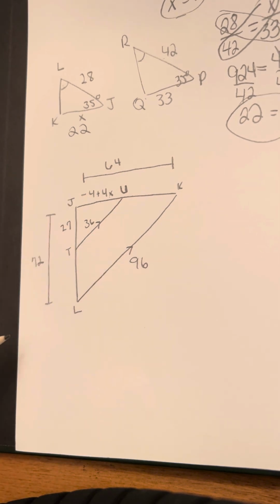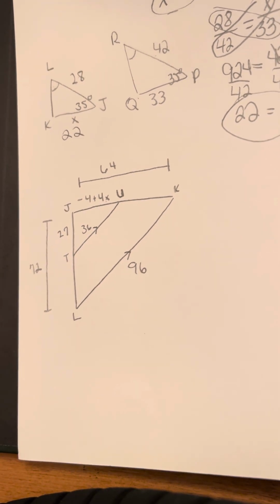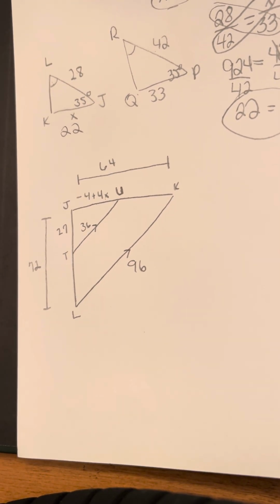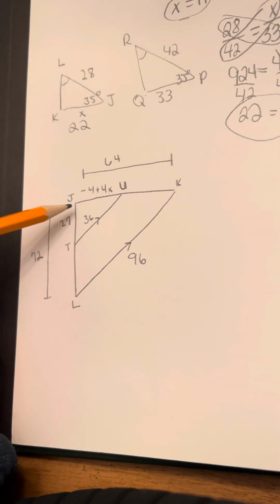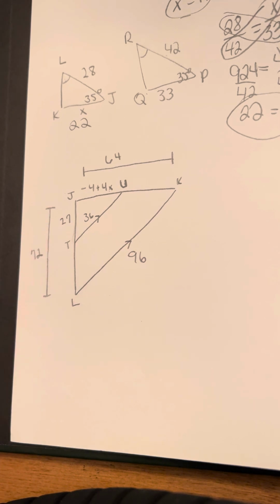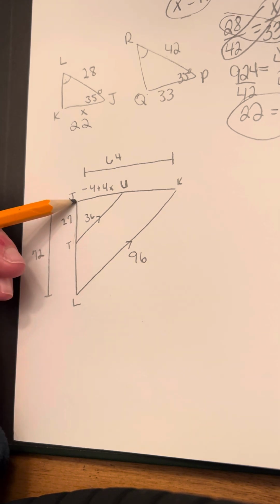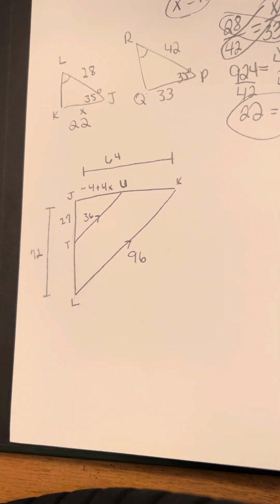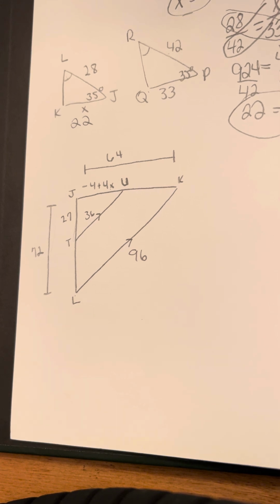A lot of numbers and letters going on here. But what you want to do is really set up a proportion, pick a set of pieces that you are given that are the exact same piece from one smaller to a larger piece. So like right here, JT is a smaller piece, which is 27, compared to JL, which is the larger piece, which is 72. So we can compare that.